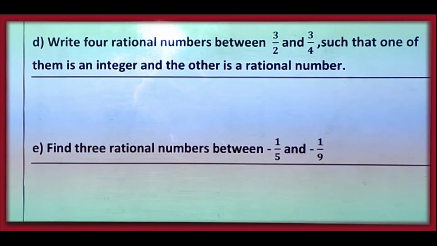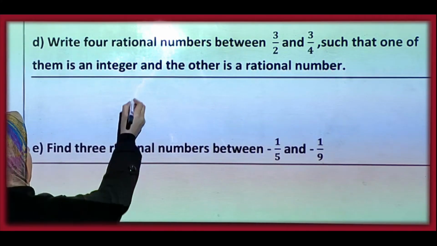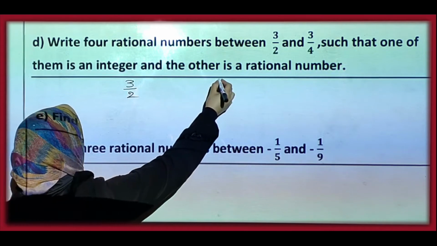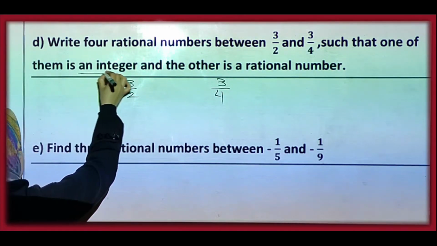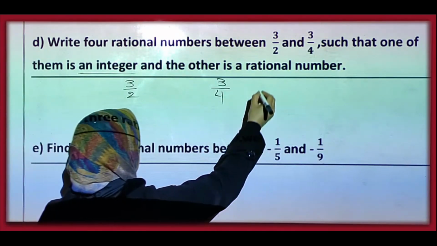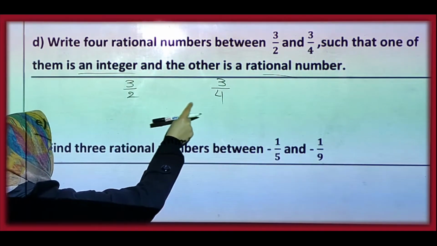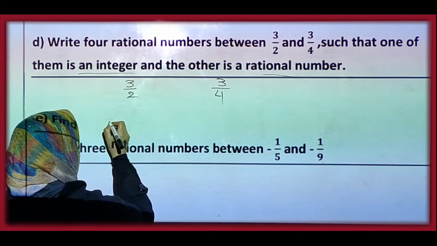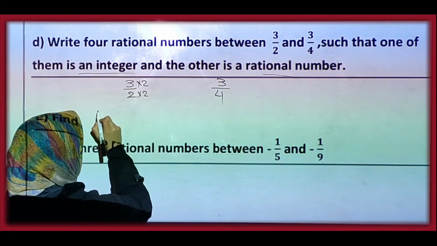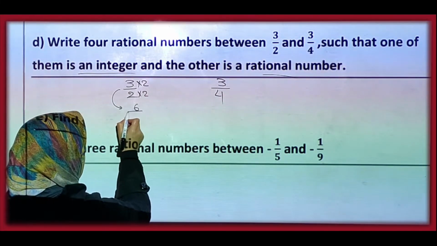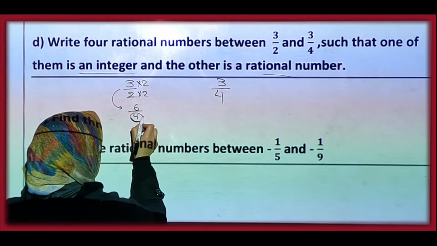Letter D, write 4 rational numbers between 3 over 2 and 3 over 4, such that one of them is an integer and the other is a rational number. To find the 4 rational numbers between them, we need to find the common denominator. Multiply 2 to this fraction to get 6 over 4. The denominator is 4.